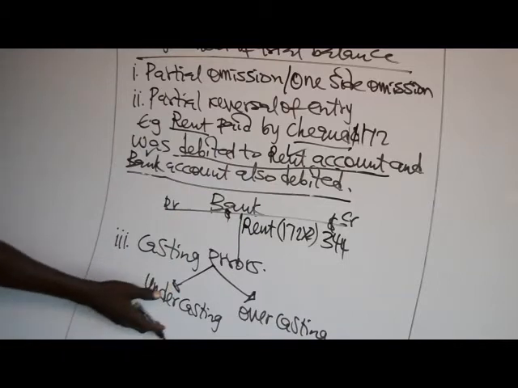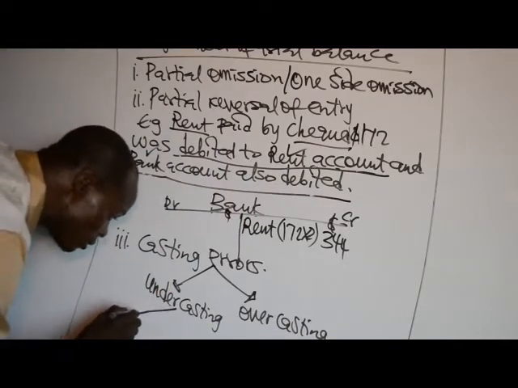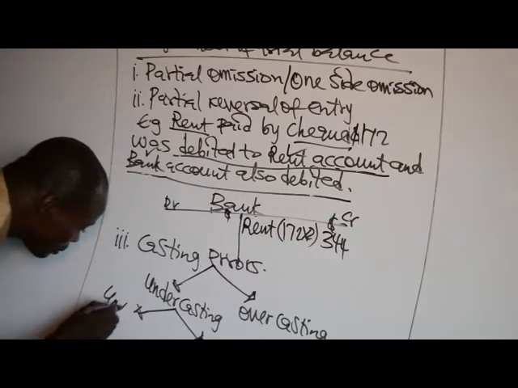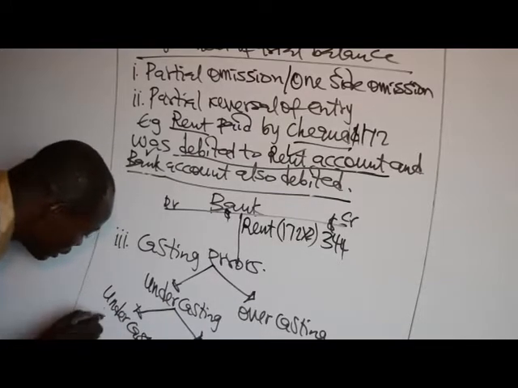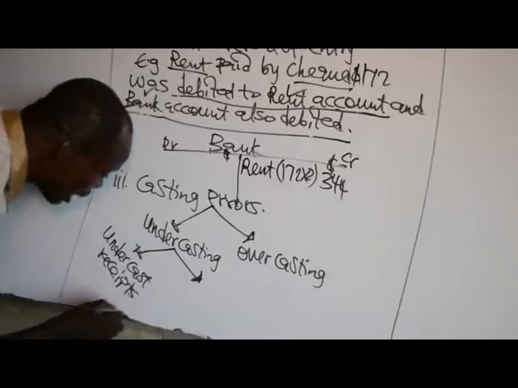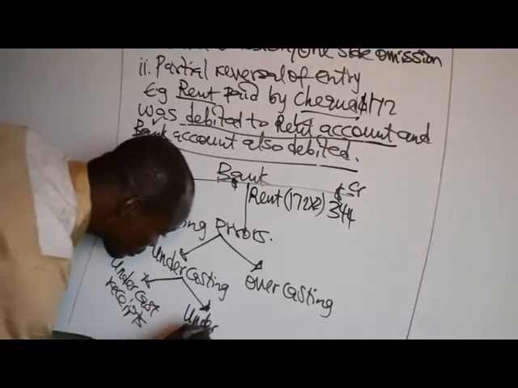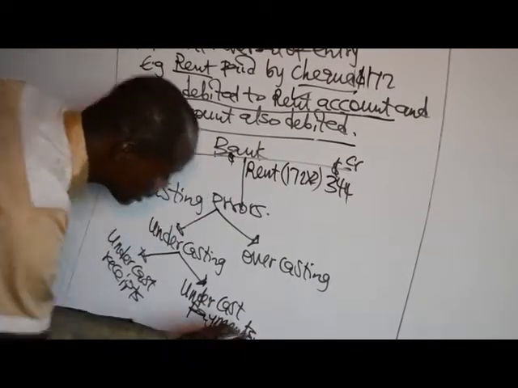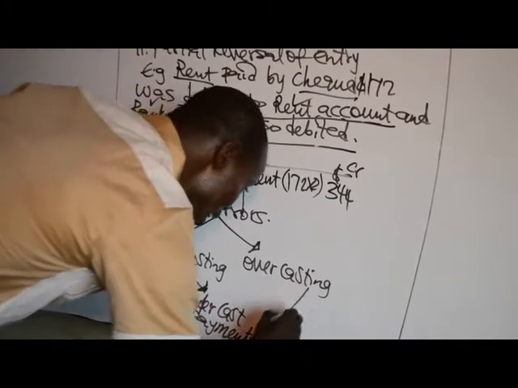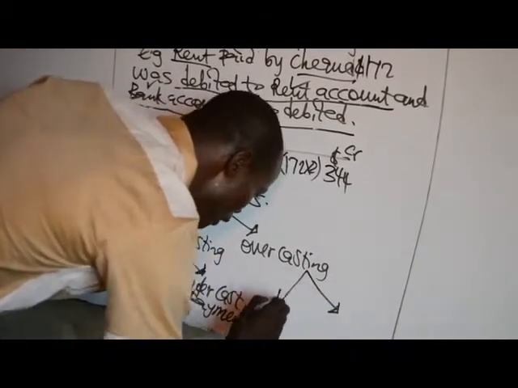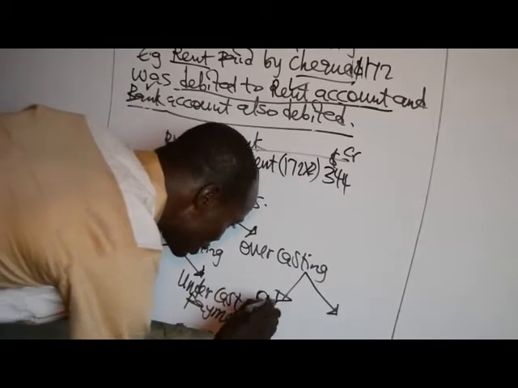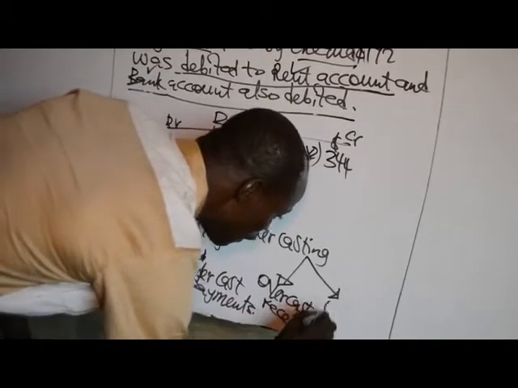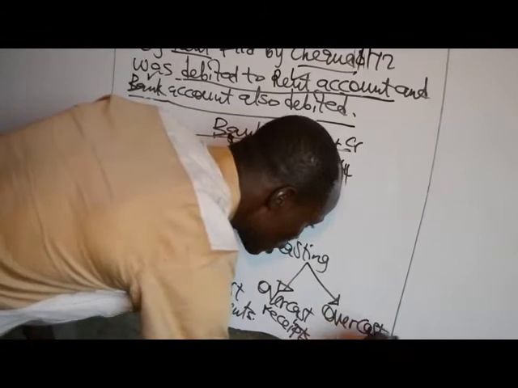Undercasting can affect the items of receipts and items of payment. So you may have undercast receipts, then you may also have undercast payment. Overcasting can equally affect the items of receipts and payment. You may have overcast receipts and overcast payment.